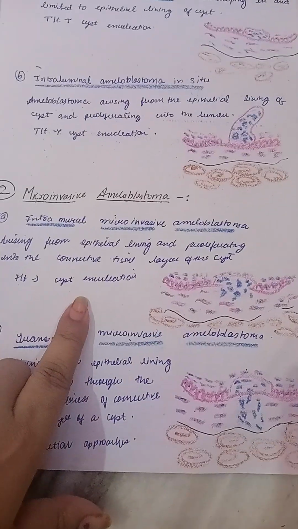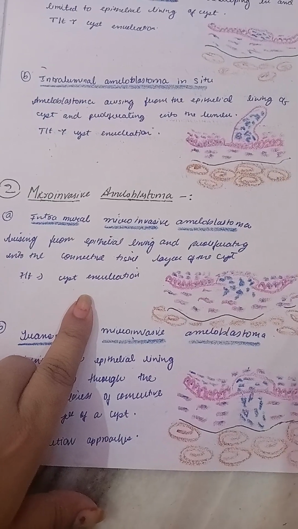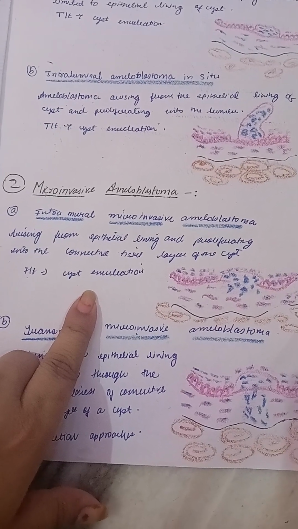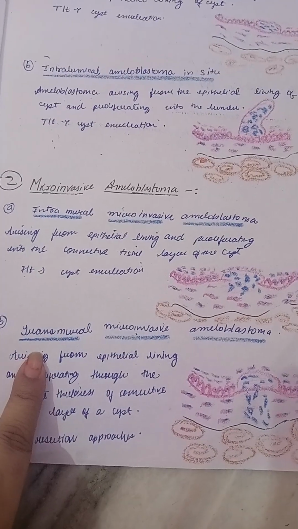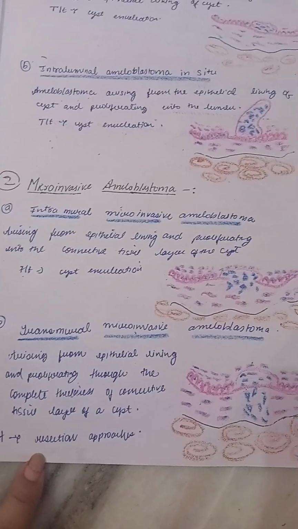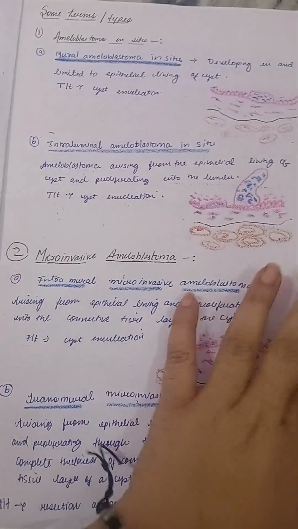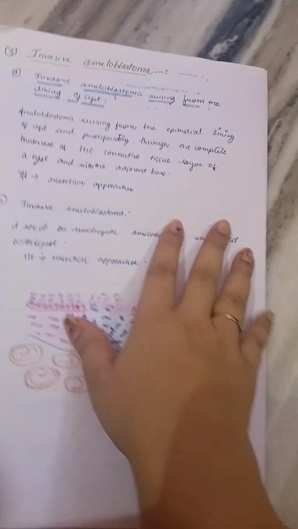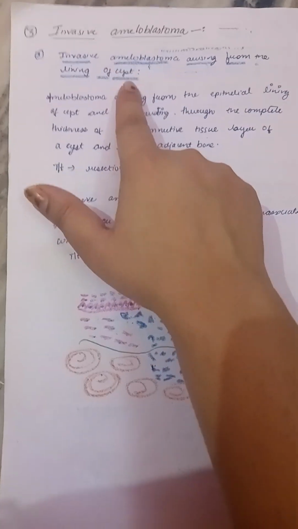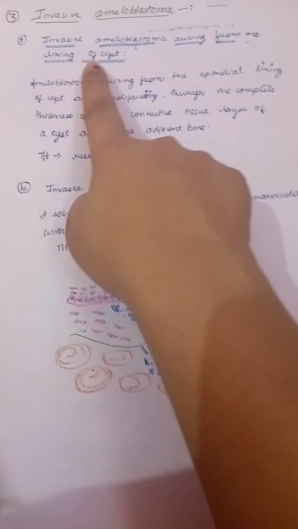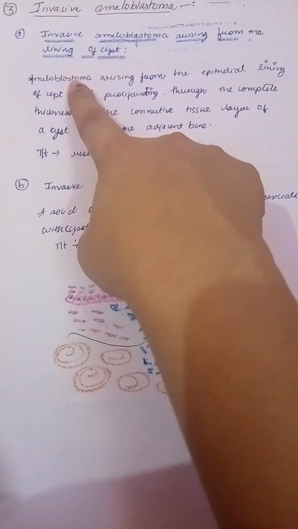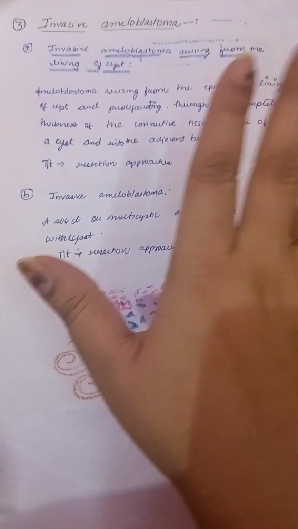So this microinvasive intramural can be treated by cystic enucleation, but microinvasive transmural has to be done with resection approaches. Now coming to the third type, invasive ameloblastoma. What is invasive ameloblastoma? It also has two types, that is invasive ameloblastoma arising from the lining of a cyst and invasive ameloblastoma which has no relation to the cyst.